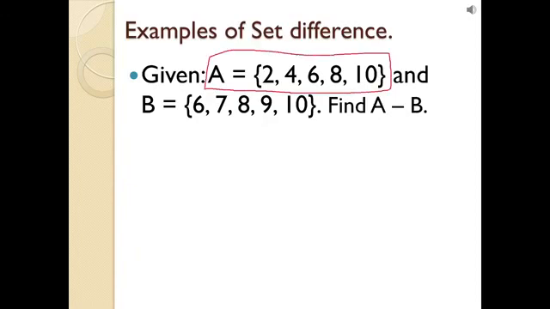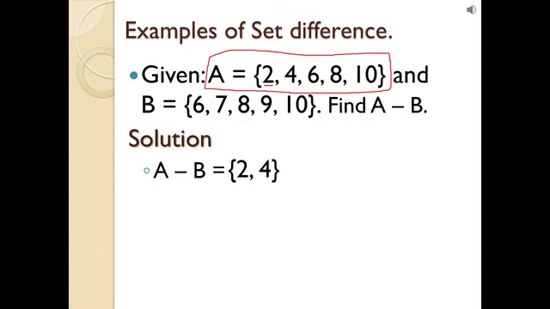Now let's start. Is 2 found in set B? No. So I will be writing the 2. What about the number 4? I will be writing the number 4 as well. Sir, how come you have not written 6, 8, and 10? Because 6 is found in B. I will not be writing that. 8 is found in B. I will not be writing that. And 10 is also found in B. I will not be writing that.